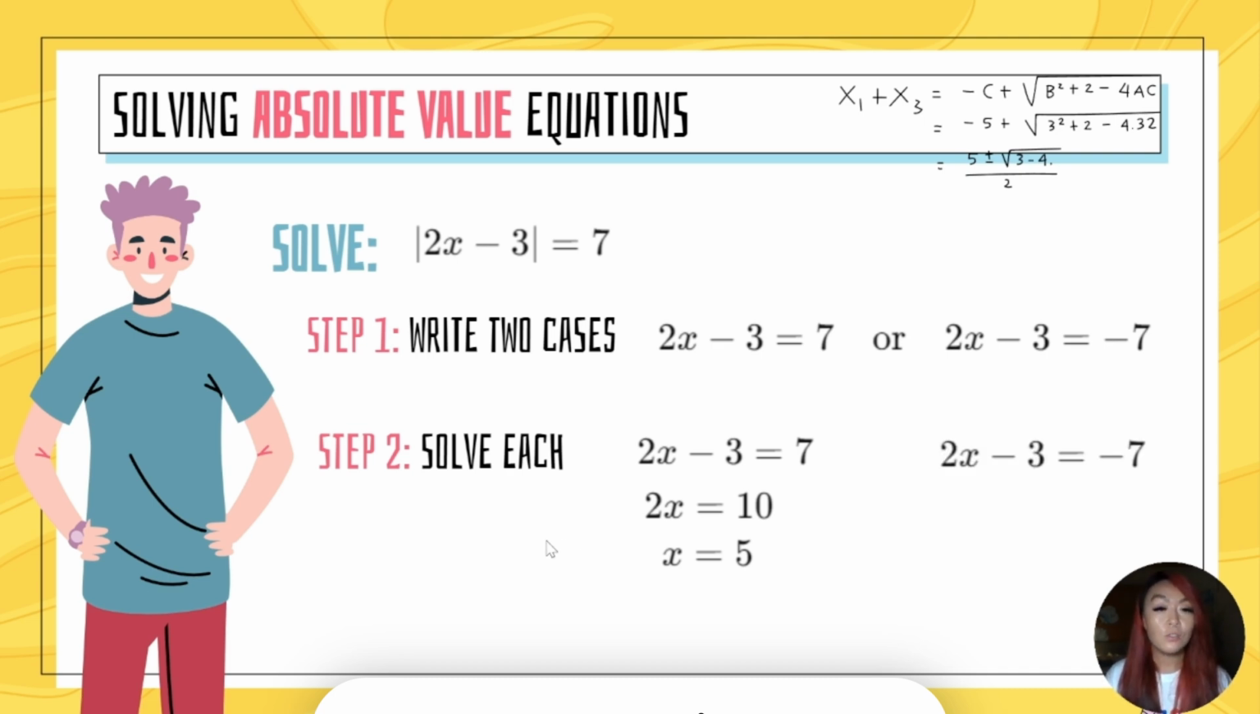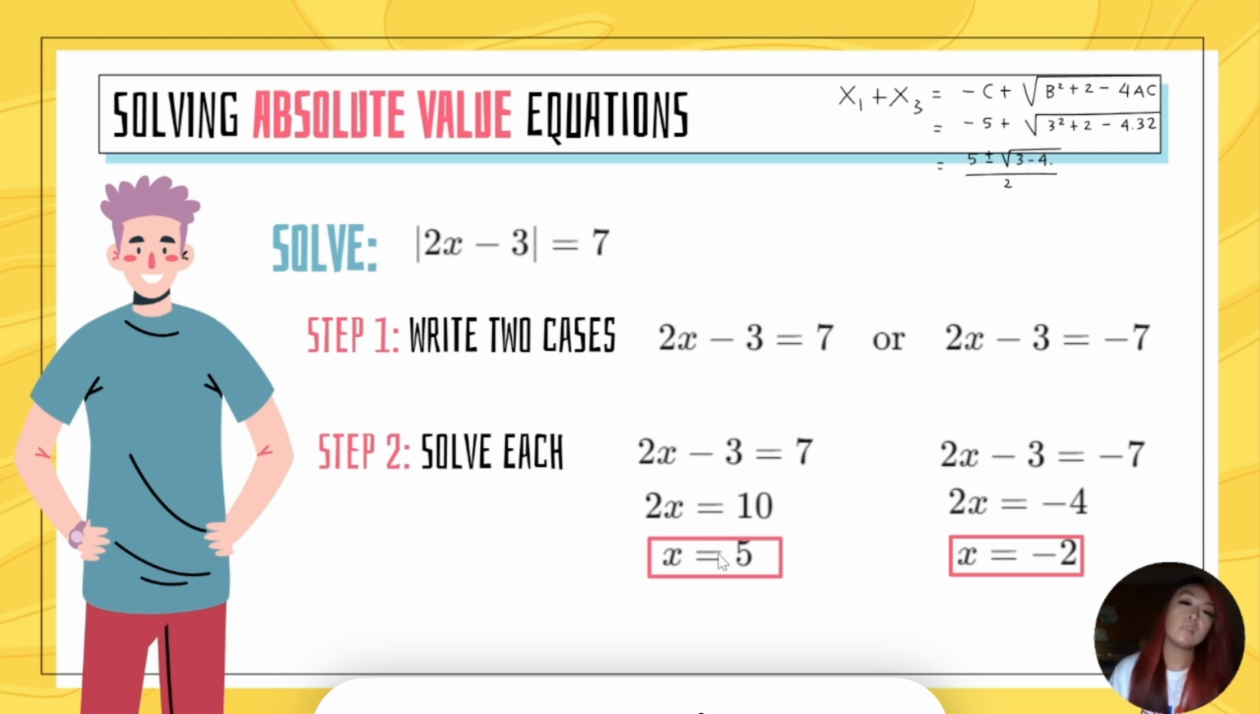In the second case, we have 2x minus 3 equals negative 7. We'll subtract 3 on both sides. We get 2x equals negative 4. Divide both sides by 2, and we get x equals negative 2. So x equals 5 and x equals negative 2 are the two solutions to this absolute value equation, right?